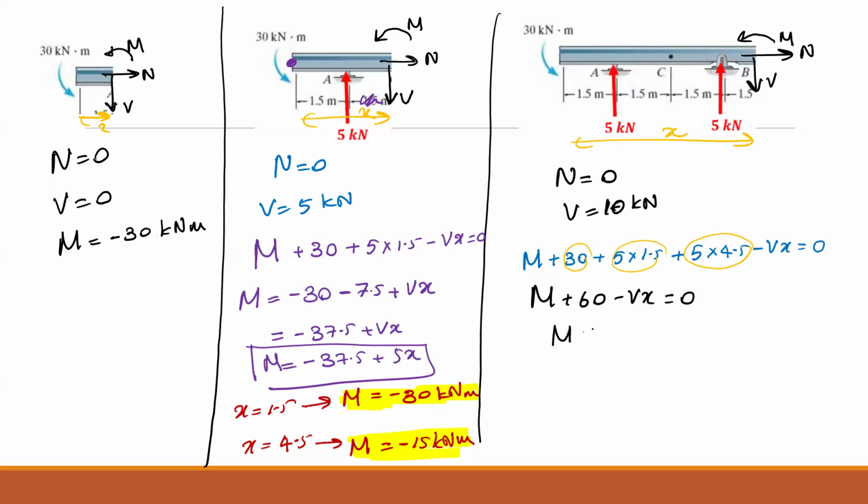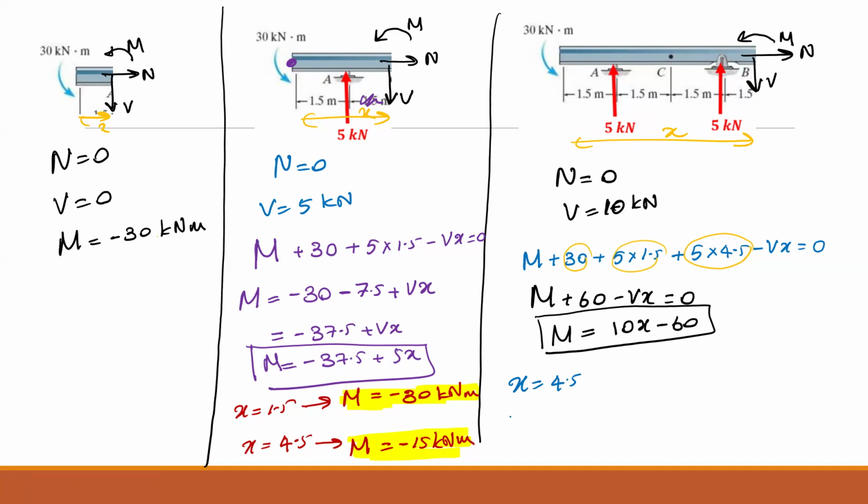So we can say M is equal to 10x minus 60. So this is what we get. Is this right? Yeah, that's what I got. Okay, now let's put the boundary conditions. If anyone got something else, let me know.